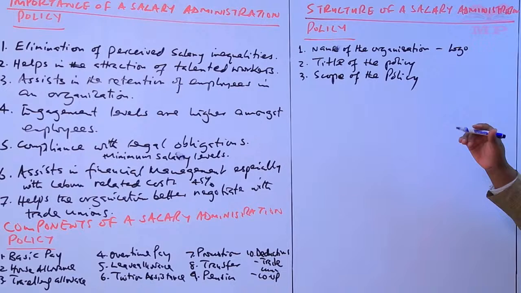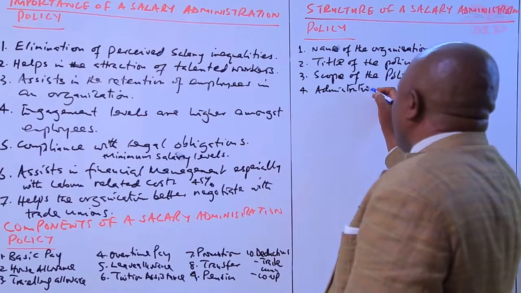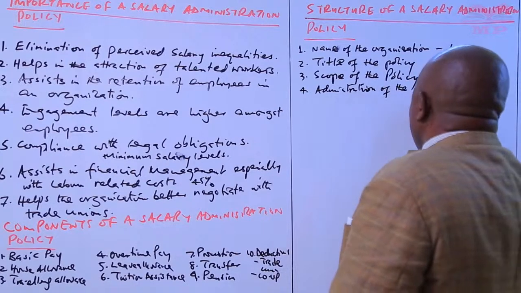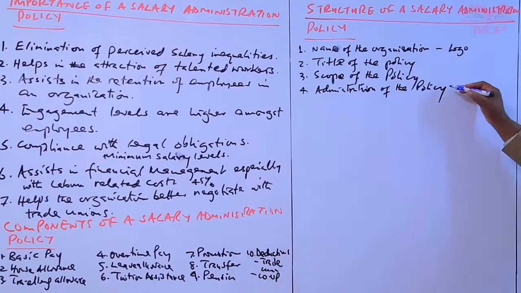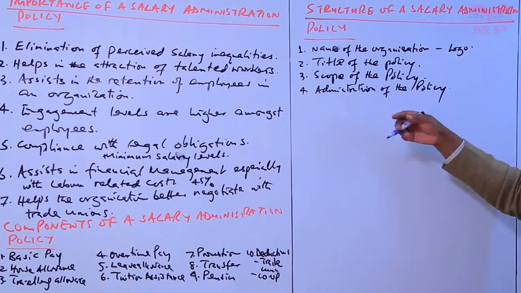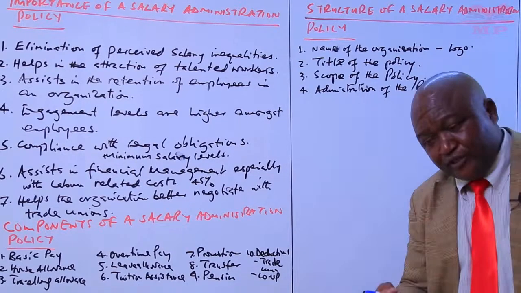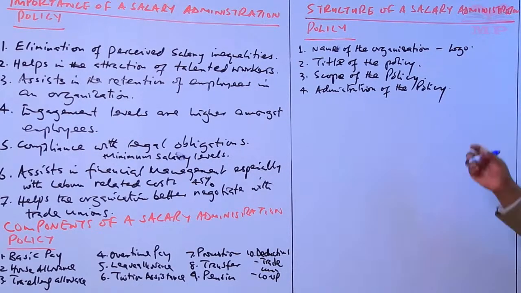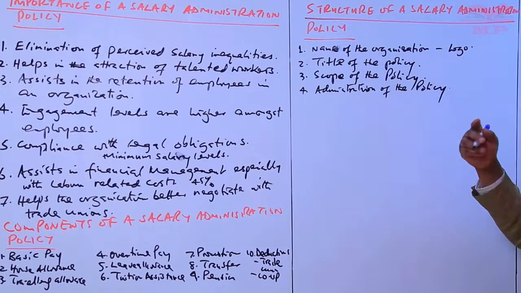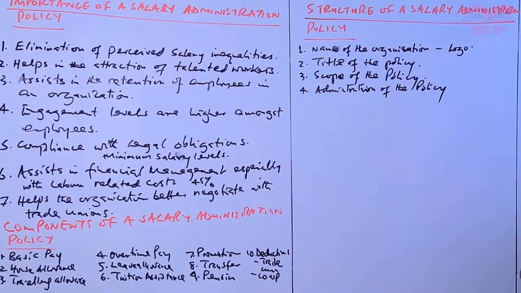And then number 4, administration of the policy. So it has to be indicated who is administering that particular policy. So maybe it may indicate that this policy will be administered by the Human Resource Department or Human Resource Section. So administration of the policy has to be indicated so that if there are questions, those questions are directed to that particular department or section.